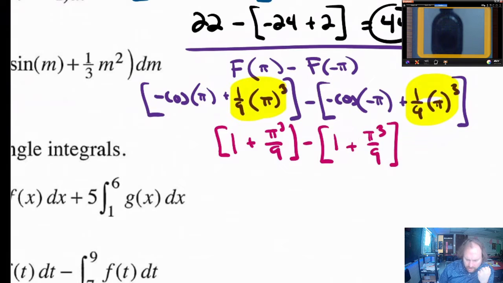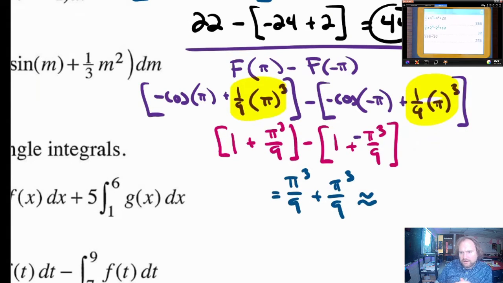Oh, it's -pi. I'm a ding dong. That's it. It's -pi right there. So they don't cancel out. The 1s cancel out, but the pi's don't. Now this is going to be pi to the third over 9 plus pi to the third over 9, which you could approximate as a decimal if you wanted to on calculator cam.